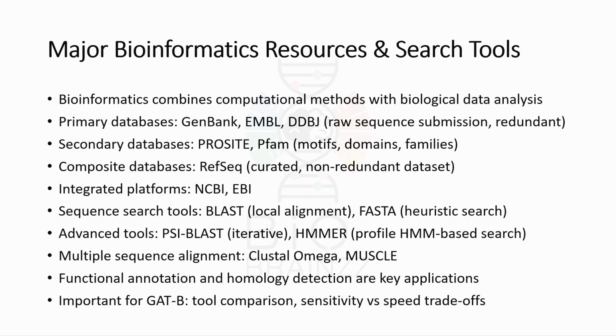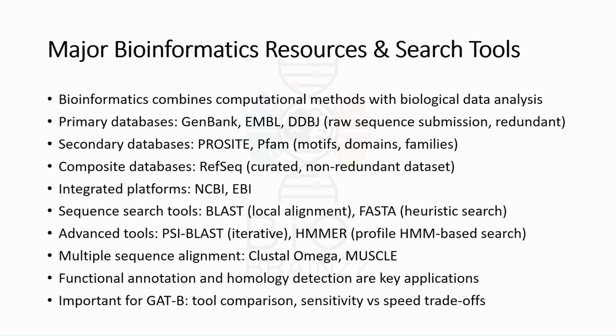Major bioinformatics resources and search tools. In bioinformatics, we use different types of databases to store and retrieve biological data. Primary databases like GenBank, EMBL, and DDBJ store raw sequence data, while secondary databases like PFAM and PROSITE store processed information such as protein families and domains. Composite databases like RefSeq provide curated and non-redundant data which is more reliable.